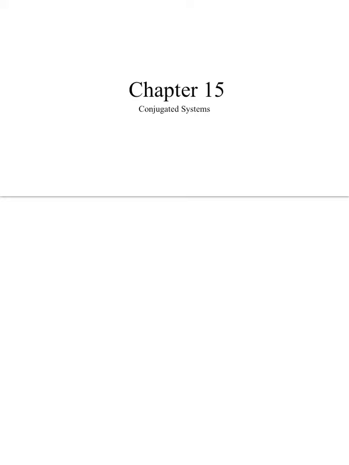Today we're going to talk about conjugated systems, chapter 15. The first thing we want to do is draw 1,3,5-hexatriene. There are 6 carbons and we have 3 double bonds at carbon number 1, carbon number 3, and carbon number 5. 1,3,5-hexatriene.